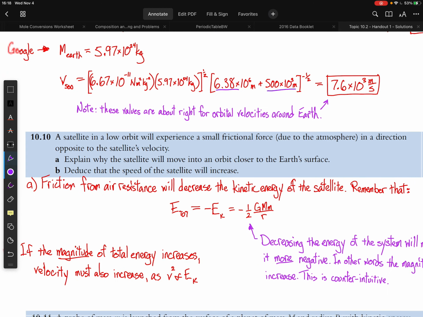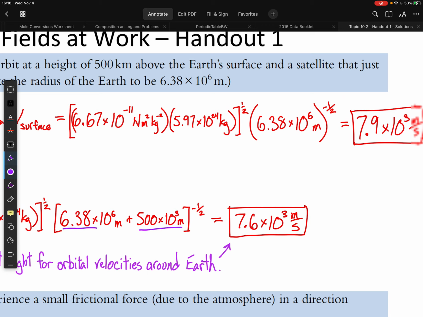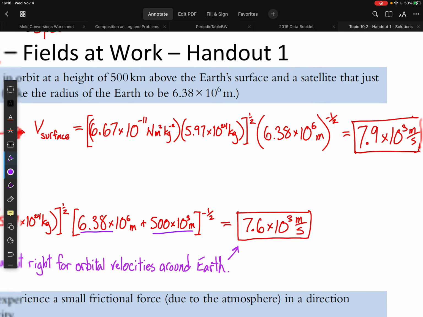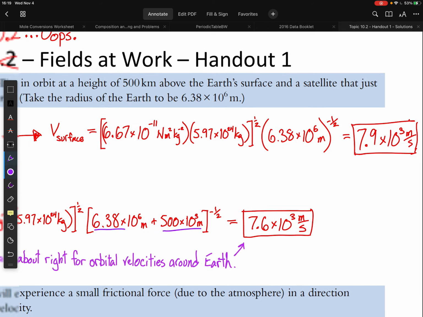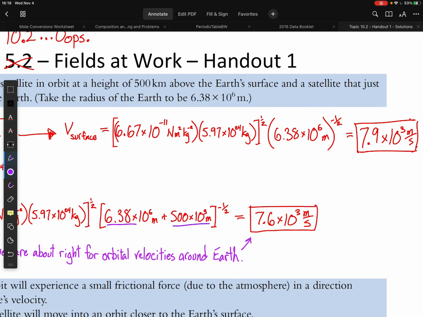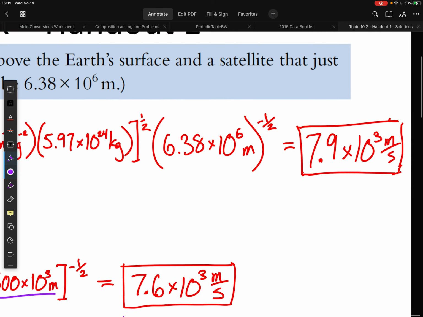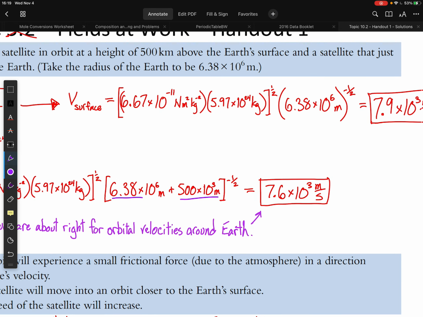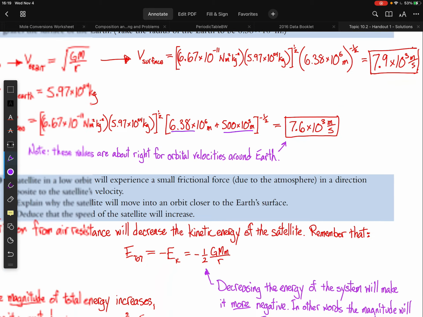If it's not something like one of these two values, you need to double check your work, very likely. Okay, 10.10, a satellite is in low orbit, experiencing a small frictional force. Also note that for this question, particularly on the surface, we're definitely ignoring air resistance because that's going to very rapidly change our velocity, especially at this velocity.